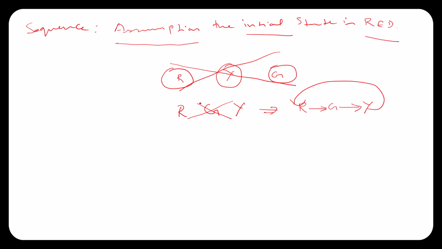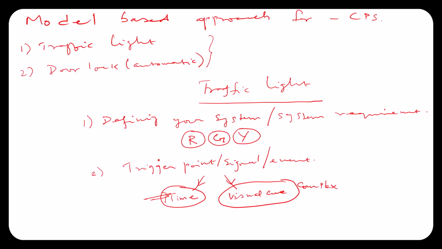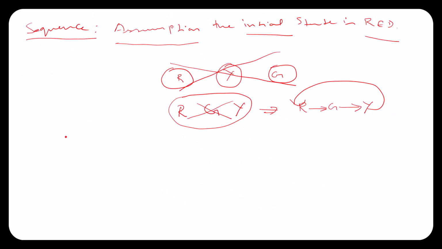If you just leave it this way, it's wrong because the loop is not closed yet. Okay, so this is how the sequence is. And now that we have established the sequence and the trigger signal or the event as time, now we need to define something.